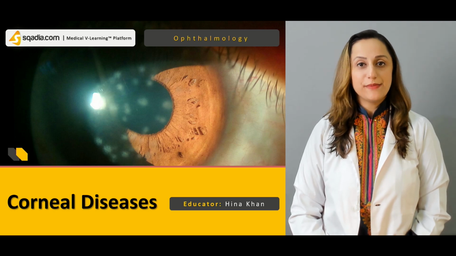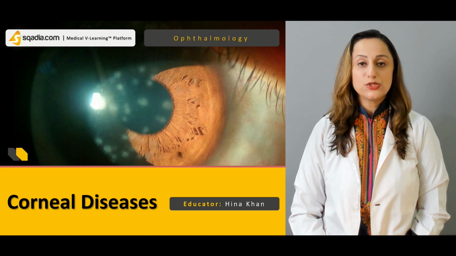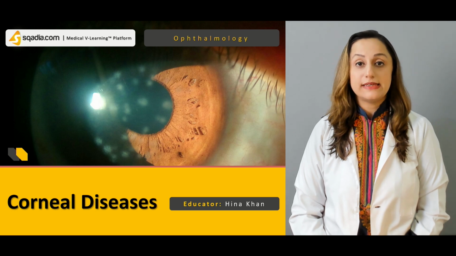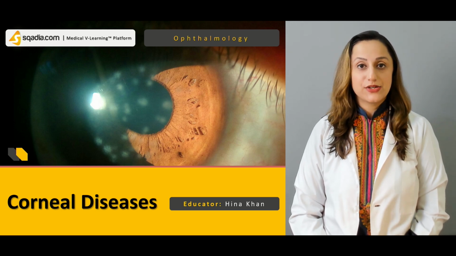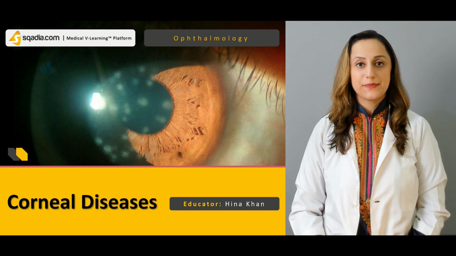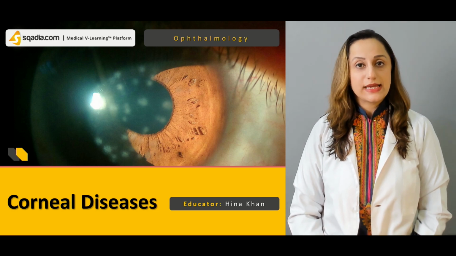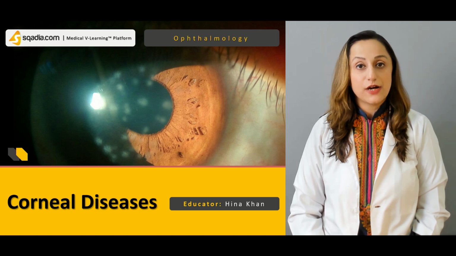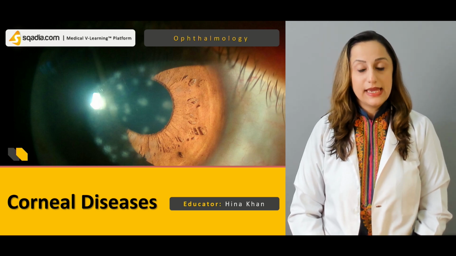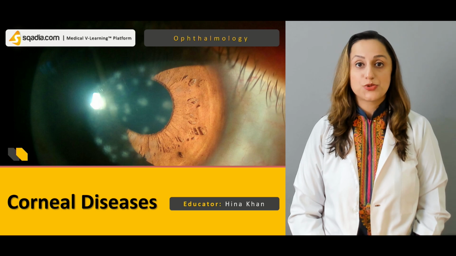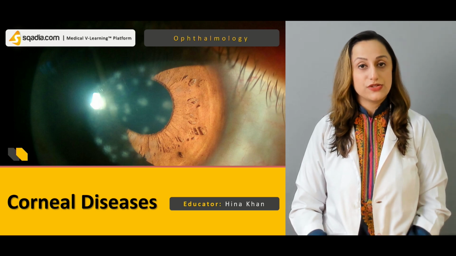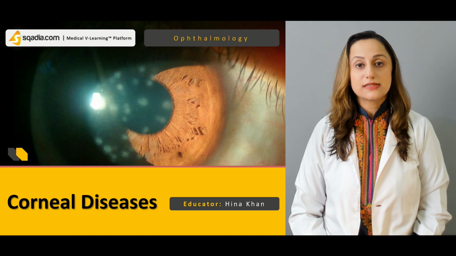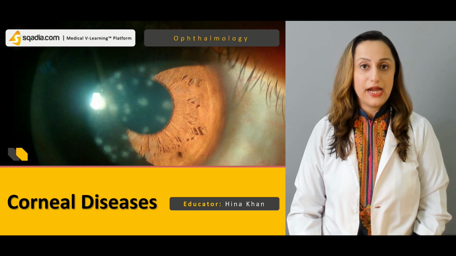Today we're going to talk about the corneal diseases. So what is the cornea and what are the pathologies that can occur in this structure is quite interesting. The cornea basically comprises one-sixth of the fibrous protective covering of the eyeball. It is placed anteriorly. It is a transparent and avascular structure that is located slightly anterior to the iris.